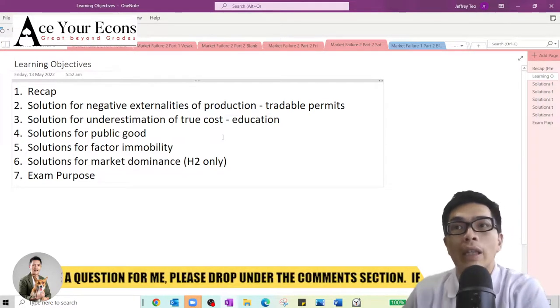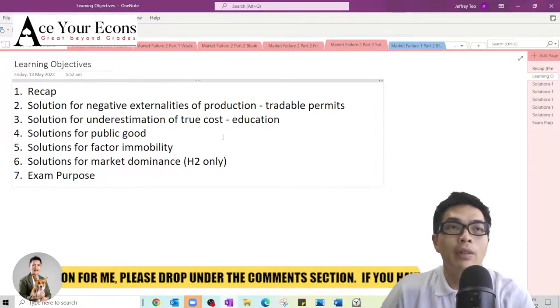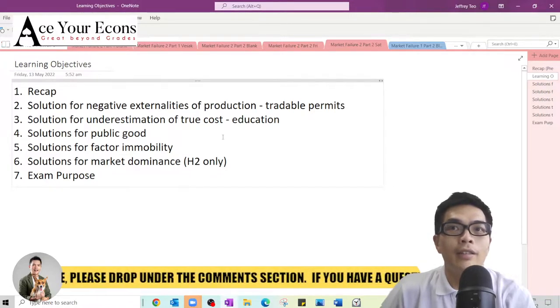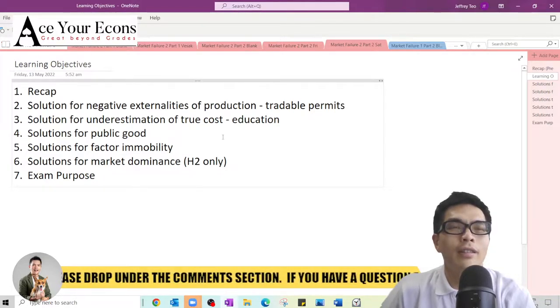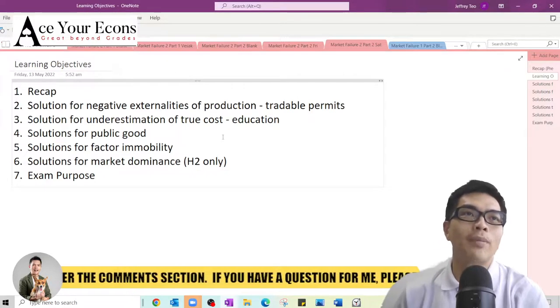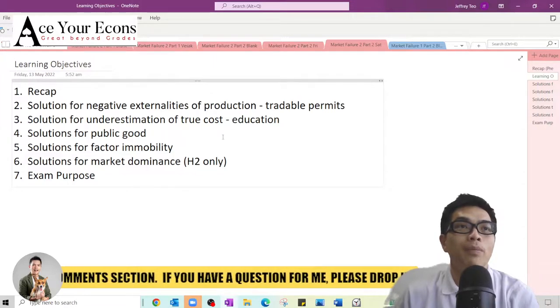Next week will be lecture test. Let me repeat, for my first year students, next week will be lecture test. The lecture test topic will be on market failure. It's a good testing ground for you to assess whether you're proficient in this topic. So please study for that, and you may want to print out the question paper beforehand.